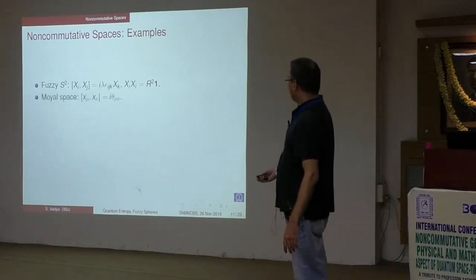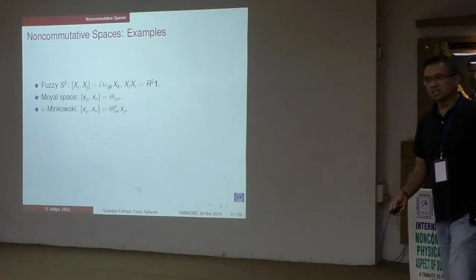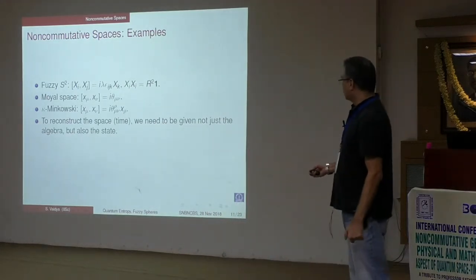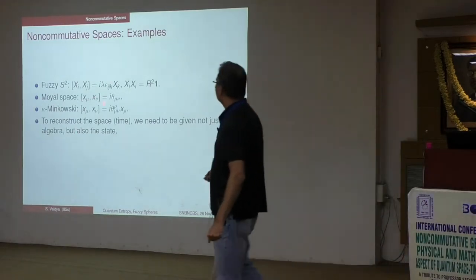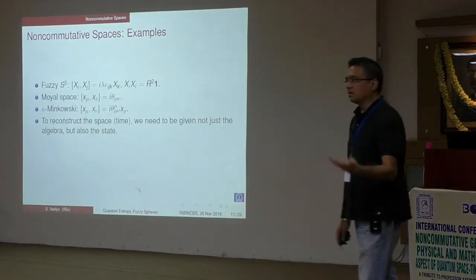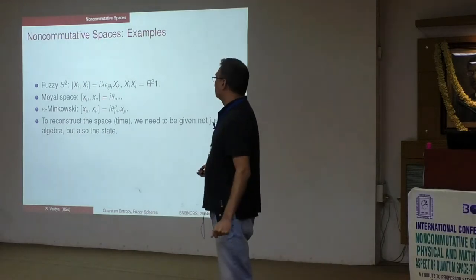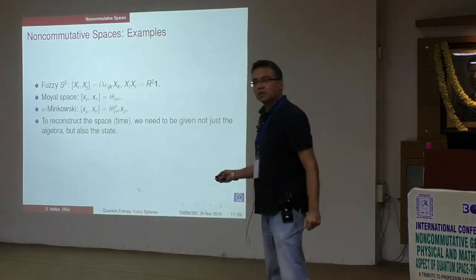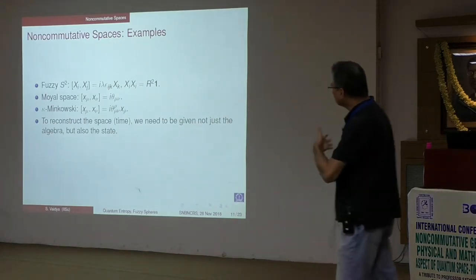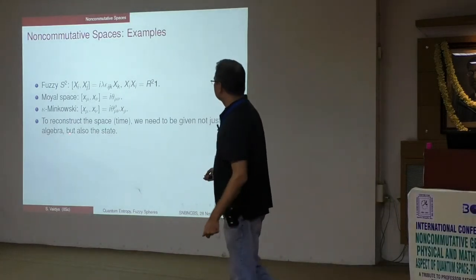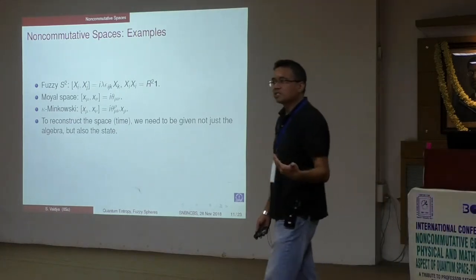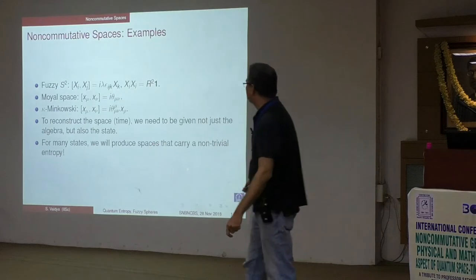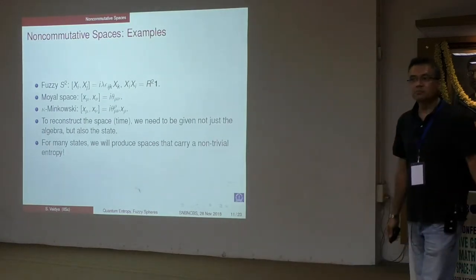are the fuzzy sphere, the Moyal plane, the Kappa-Minkowski, which was discussed earlier today in the morning. In all these examples, what I have given you is some kind of relation, in this case a commutation relation, that special operators in this space satisfy, and the space is generated by looking at the enveloping algebra, if you like, that is generated by these X's. And in order to construct the space-time, of course, we need to be given not just this algebra, but also the state, just like what I showed you earlier. For many states, we will produce spaces that will carry a non-trivial entropy, exactly like the case of the three spin halves.